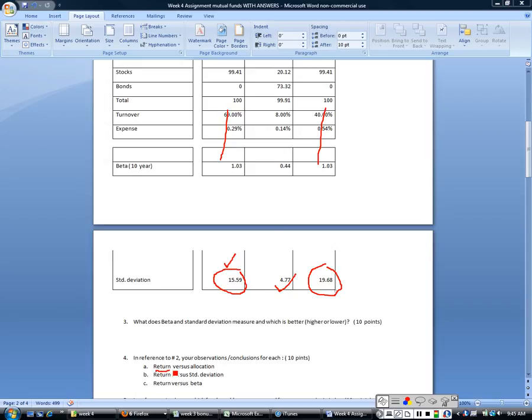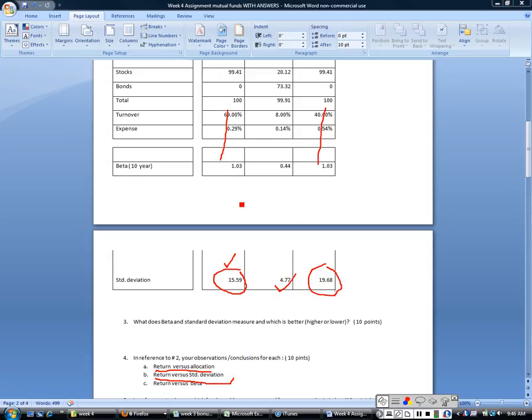So return versus allocation, what does that mean? It means that overall in the long run, because the stock market has done better than bonds, a higher allocation of stock has provided a higher return or percent in performance. Return versus standard deviation: obviously, you would expect that a stock fund, which has more variability, has done higher. So the funds on the left and the right have a higher return, but the standard deviations are high too. The relationship typically is that higher return translates into higher standard deviation, or higher moves in variability.